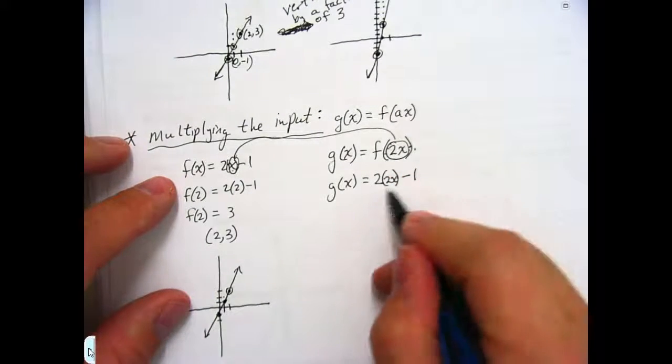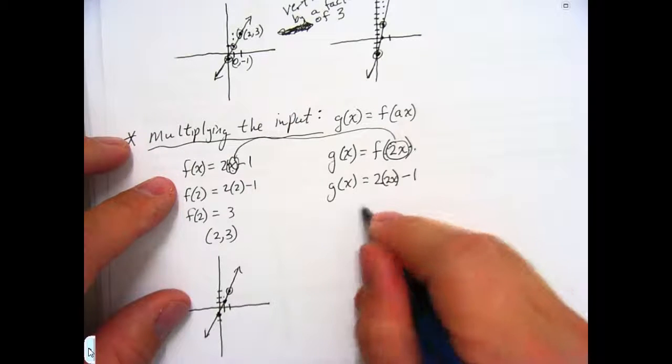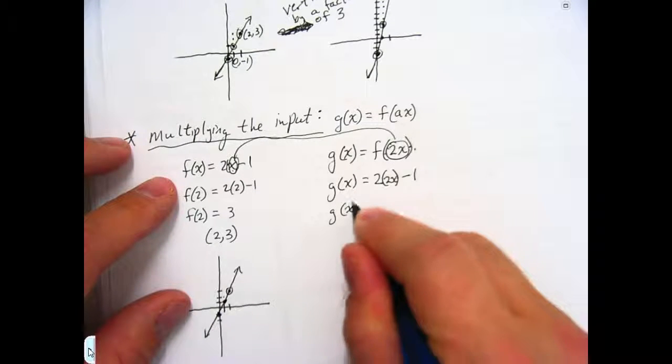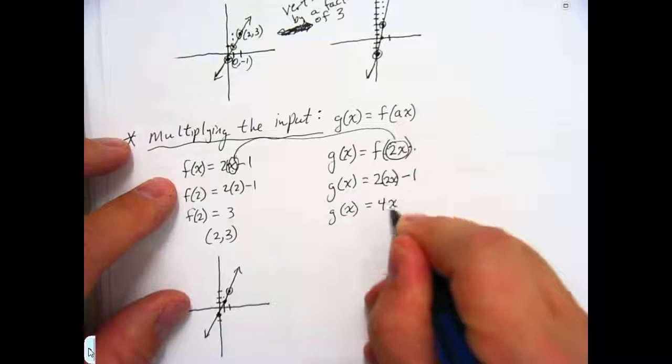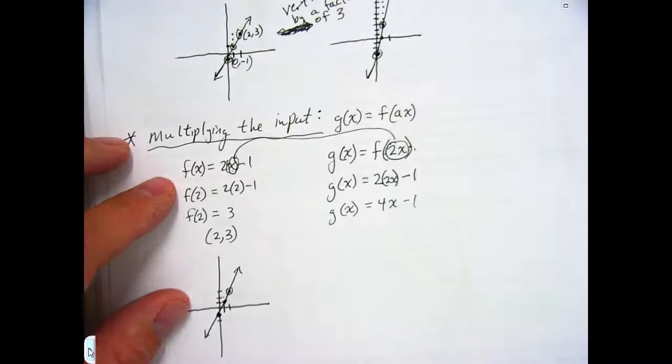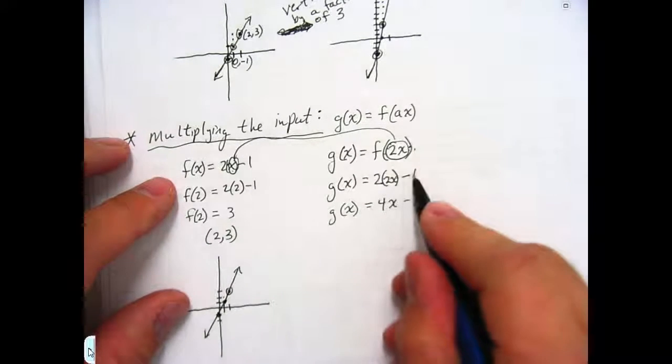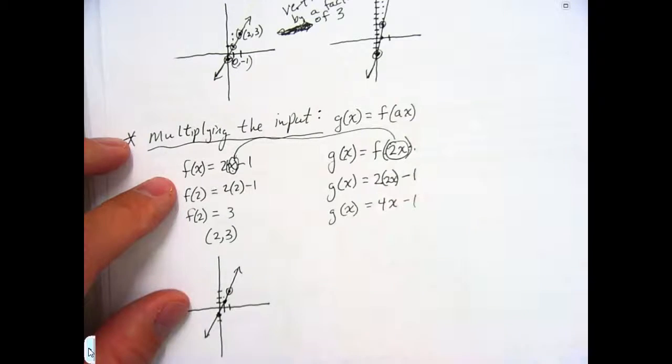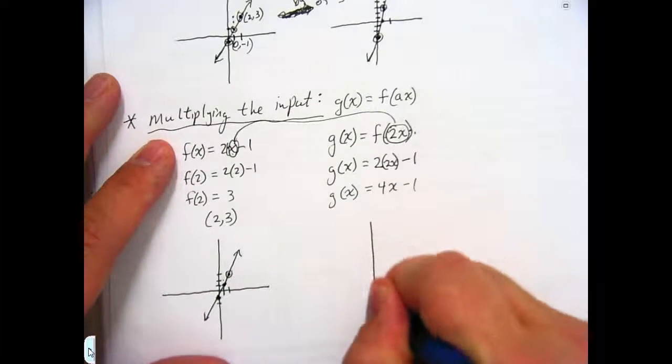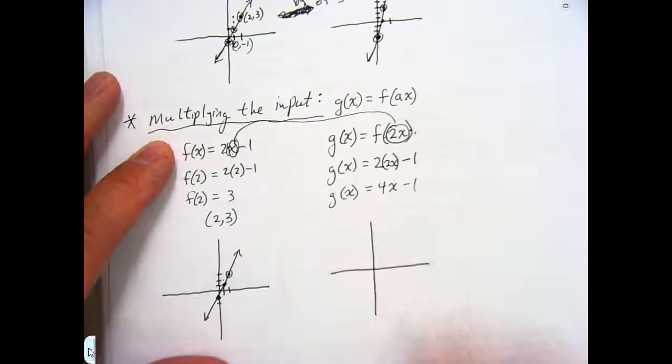So what's that give me right here? Yeah, it gives me 4x minus 1. So did the 2x affect the 1? Not at all. The 1 is an output feature. But anyway, we go here. We're going to graph it up.